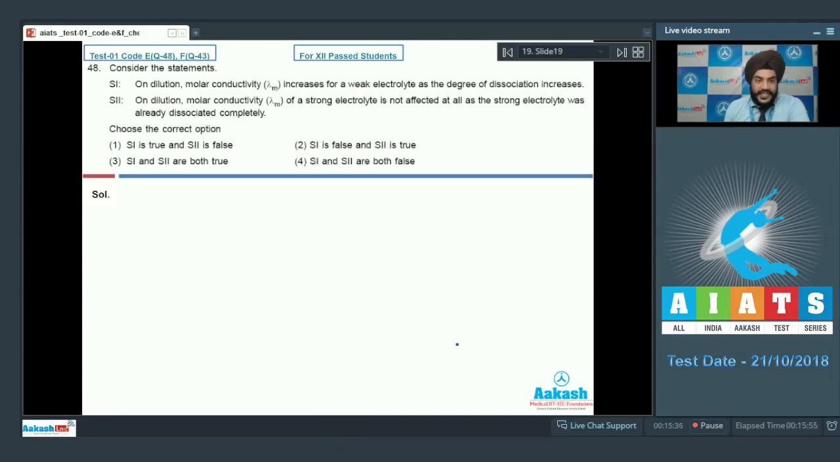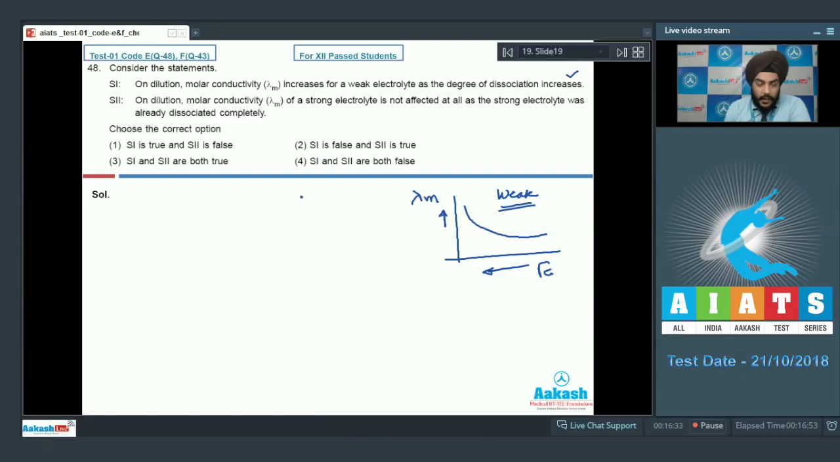Let us look at the next question now, question number 48. Consider the statements. On dilution, molar conductivity increases for a weak electrolyte as the degree of dissociation increases. Yes, the statement is correct. The graph for variation of molar conductivity of a weak electrolyte with root C varies as this. So we can see that upon dilution, the concentration value will decrease. Correspondingly, the value of lambda will increase. So this was for the weak electrolyte.